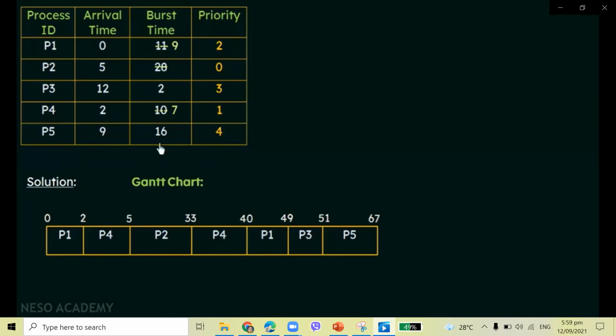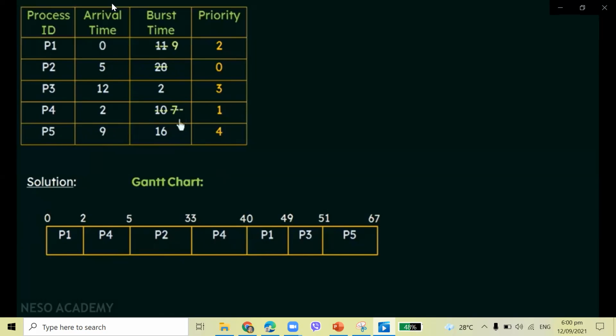So how long will P4 execute? P4 has to execute for 7 milliseconds because it has already executed 3 milliseconds before and 7 was the remaining time it has. So it will execute for 7 milliseconds. So P4 continues its execution from 33 plus 7, which is up to the 40th millisecond. Now P4 also completes its execution. So let's just cross it out.